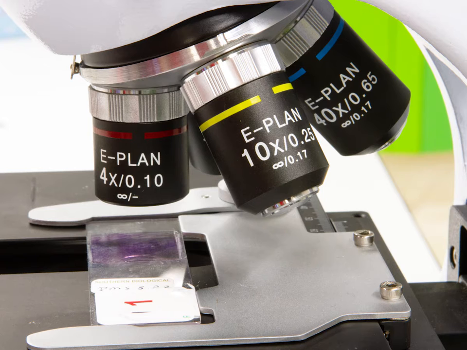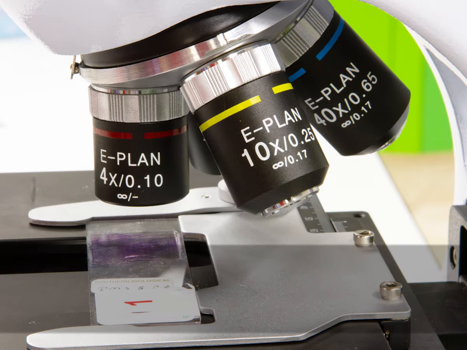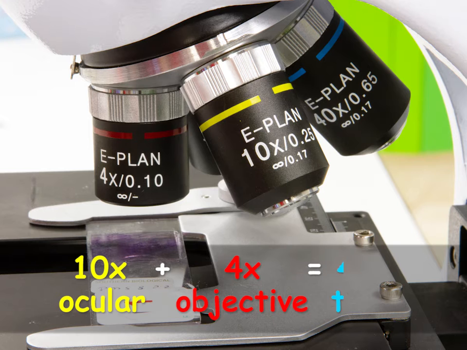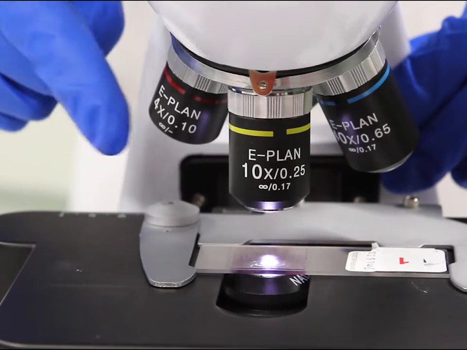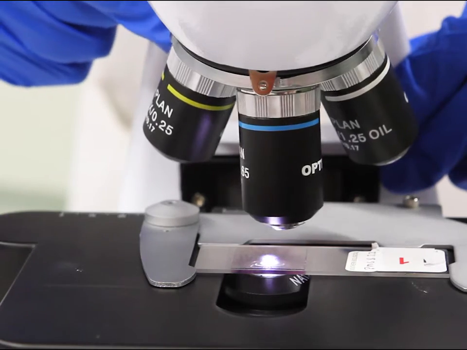The objective lenses have their own times magnification, which you multiply with that of the ocular lens to give the total magnification. So, a 10 times ocular lens combined with a 4 times objective lens gives a total magnification of 40 times. The objective lenses can be clicked into place when turned on the turret.